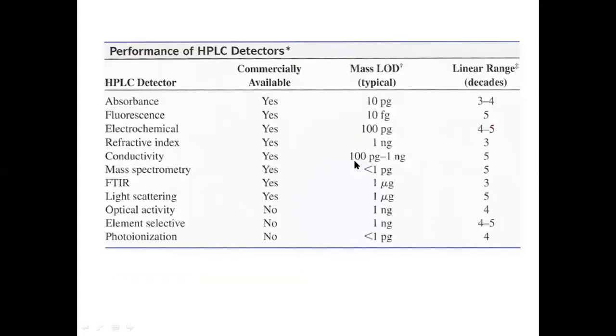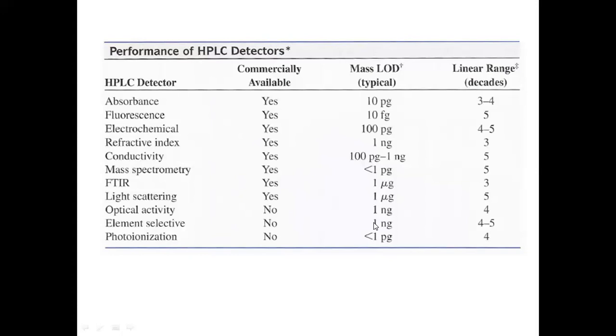So the detectors for HPLC are tabulated. There are many detectors such as absorption detectors, fluorescence detectors, electrochemical detectors, refractive index detectors, conductivity detectors, mass spectrometric detectors, Fourier transform infrared spectrometric detectors, light scattering detectors, optical activity detectors, element selective detectors, photoionization detectors, like this. These are the number of detectors which can be used and which are even commercially available, except these last three detectors: optical activity, element selective, and photoionization detector.